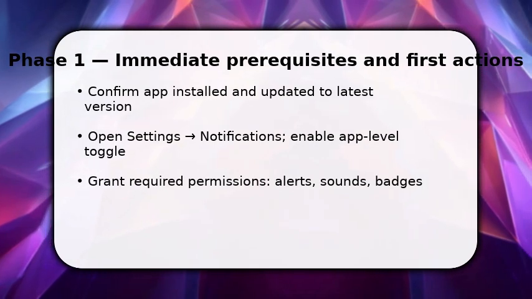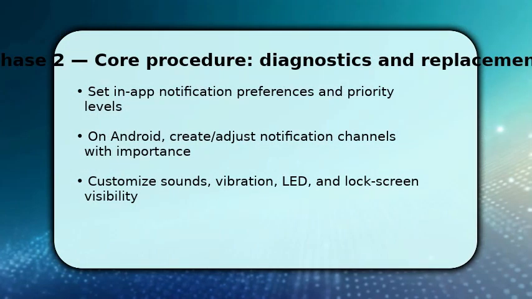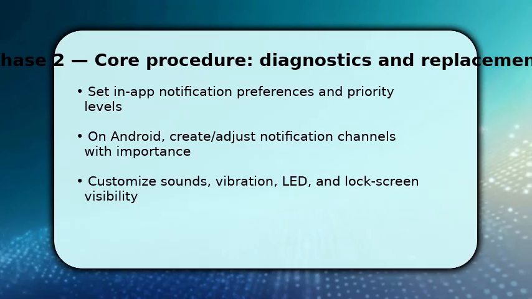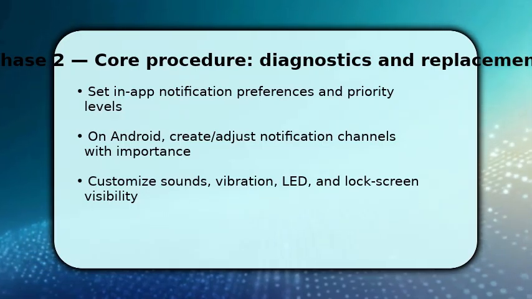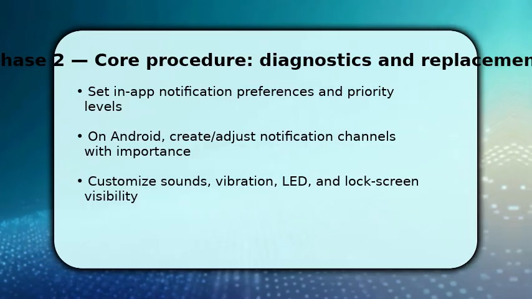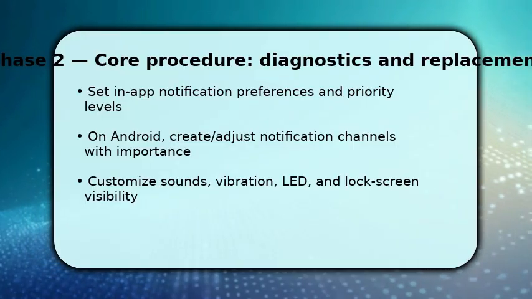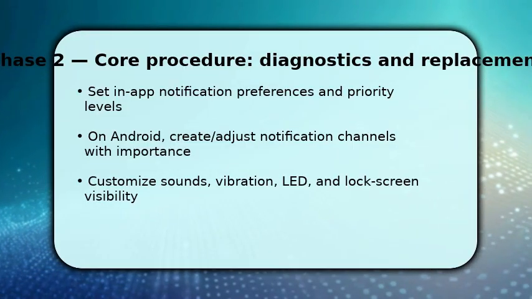Now configure the app's internal settings. Choose the types of alerts you want, messages, reminders, or critical updates, and set their priority. On Android, create or edit notification channels and assign importance. This controls sound and interruption level. On iOS, adjust alert styles and critical alerts if available.